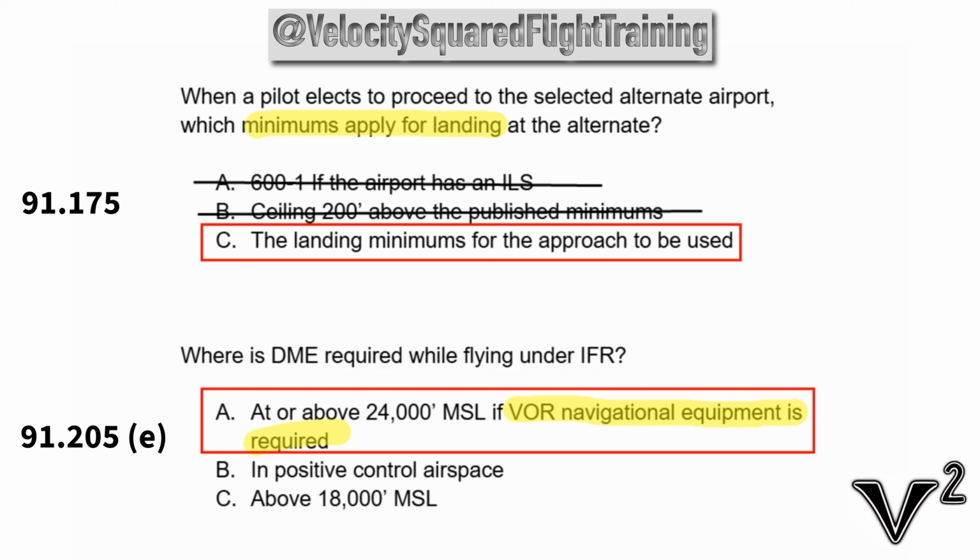Remember how we talked about the trash answer before? There's no such thing as positive control airspace. I don't even know what that is. It's funny, but get rid of it. Then we have when Class Alpha starts. If you're in Class Alpha at 18, 19, 20, 21, all the way up to 24,000 but not including, then you don't actually need DME, even if you're using the VOR stuff. You might need DME for the approach you're going to use, or maybe you just want to know how far things are. Great, but it's not required. 91.205 requires DME when you're using VOR navigation and you're above 24,000 feet MSL. Awesome.